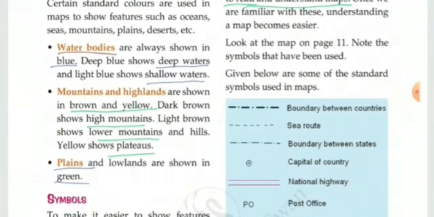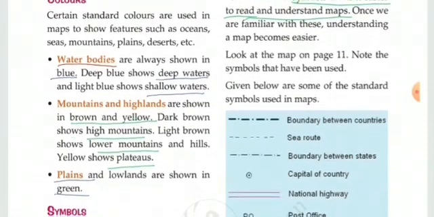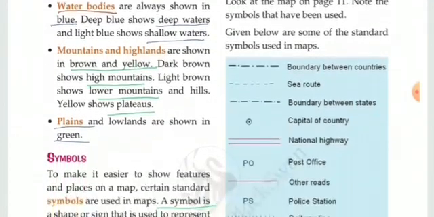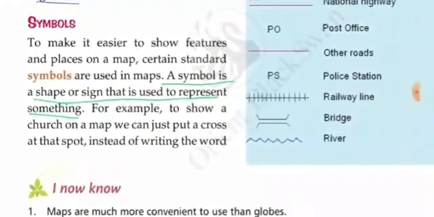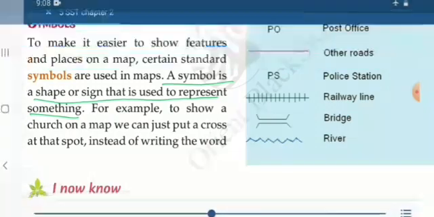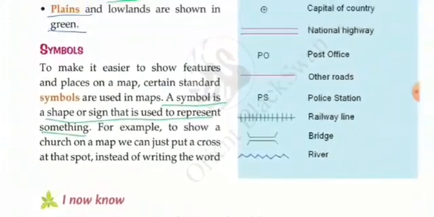Now, the other element, symbols. To make it easier to show features and places on a map, certain standard symbols are used in maps. A symbol is a shape or sign that is used to represent something. For example, to show a church on a map, we can just put a cross at the spot instead of writing the word church there.